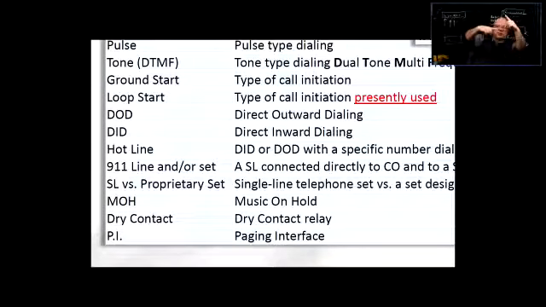The electromagnet makes the switch close, but it's not physically connected to the switch, right? So it's a dry contact. And paging interface, we already talked about what that is, or maybe we didn't. A paging interface is, again, I'm going to call it a box that acts between the phone system and the amplifier.